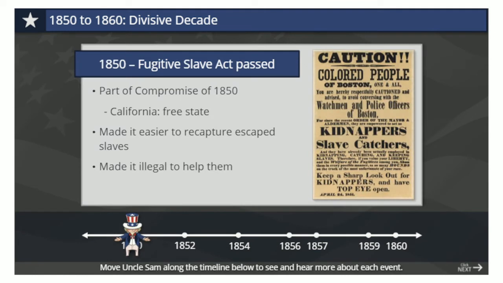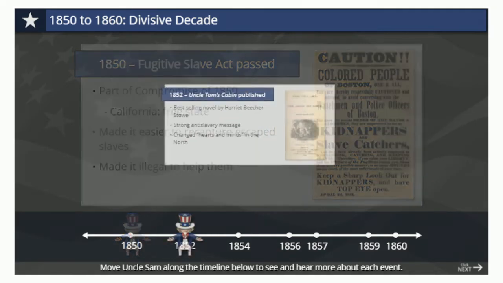1850. A federal Fugitive Slave Act was part of the Compromise of 1850 to balance out California entering the Union as a free state. This law made it easier for Southerners to recapture escaped slaves who were living in the North and made it illegal for Northerners to help them. The law became extremely unpopular in the North.